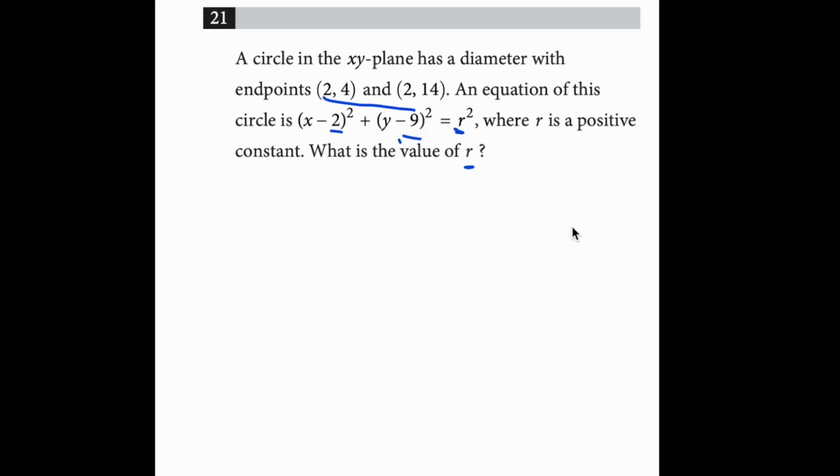and this is the diameter. As you know, if we have a circle like that, any line segment joining any 2 points on the circle and passing through the center is a diameter. And you know that the radius is half the diameter.